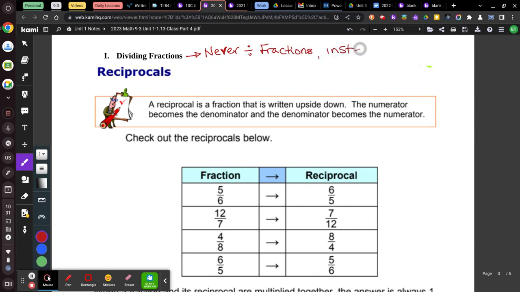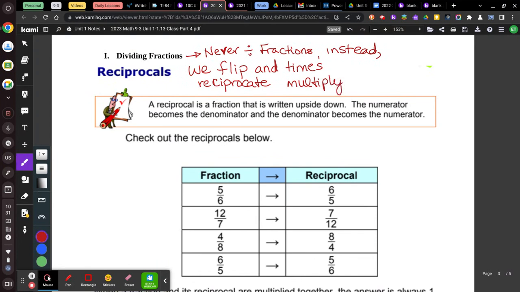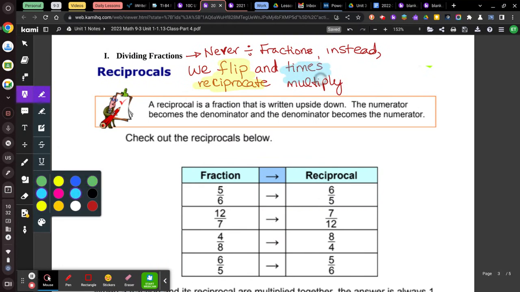Instead, we flip and times. What that means is reciprocate and multiply. That's what that means. So flip means to reciprocate something. So if I've got a fraction, I want to flip it, that's called reciprocating. Timesing in math means multiplying.